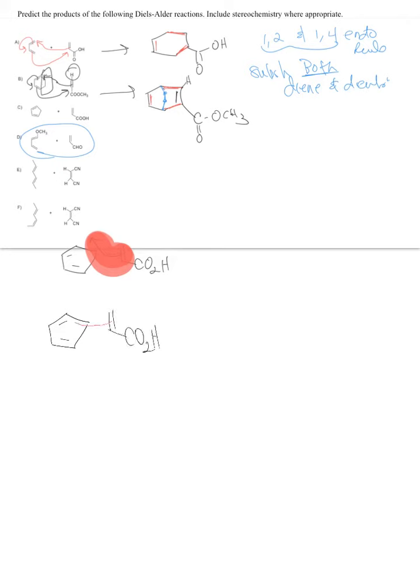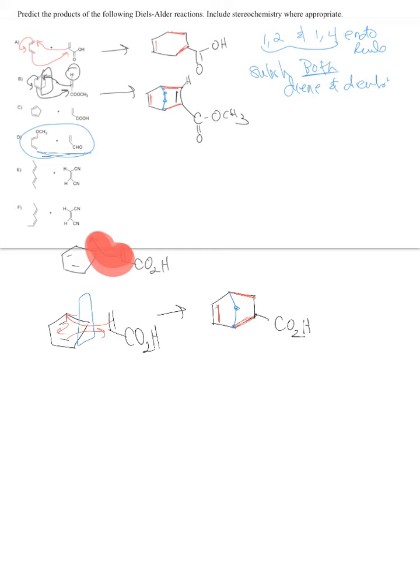So we have this goes to there, goes to there, and this goes to there. And let's draw our six-membered ring. Our new sigma bond is here and here. Our new pi bond is here. We have CO2H right there. And then don't forget our bridgehead, which is just one carbon there. Okay, so that's that one.